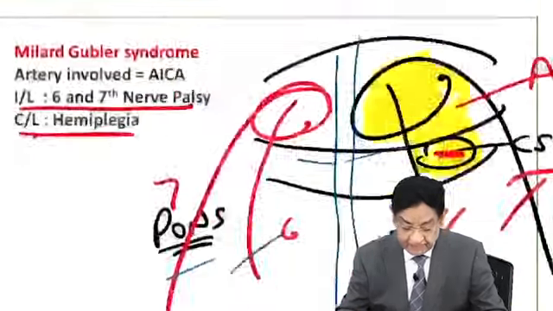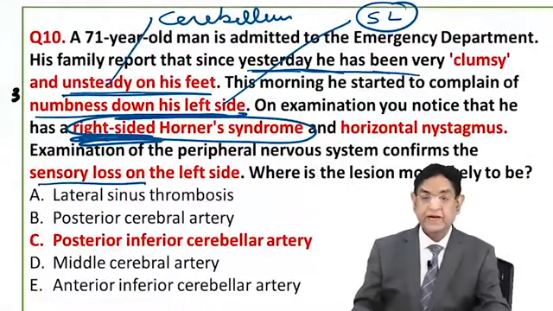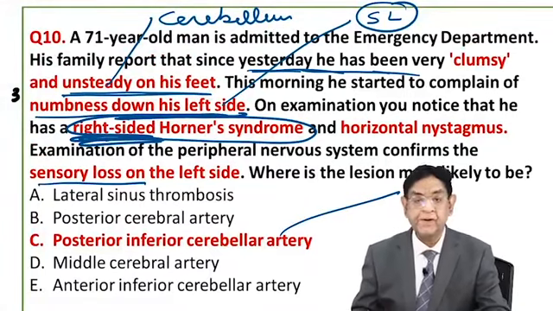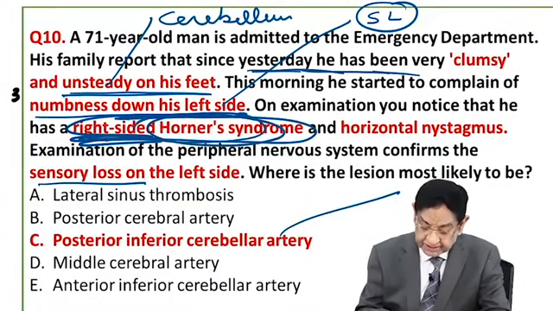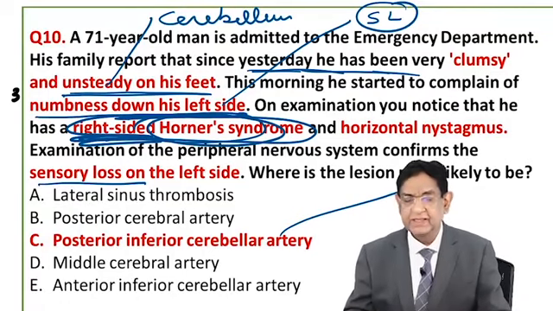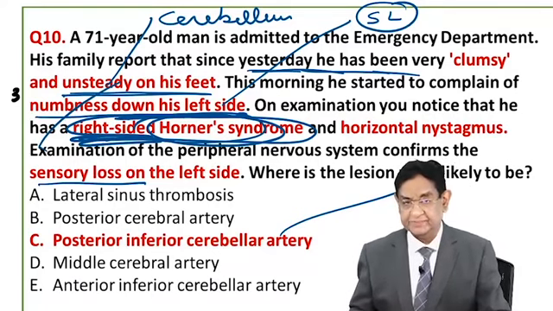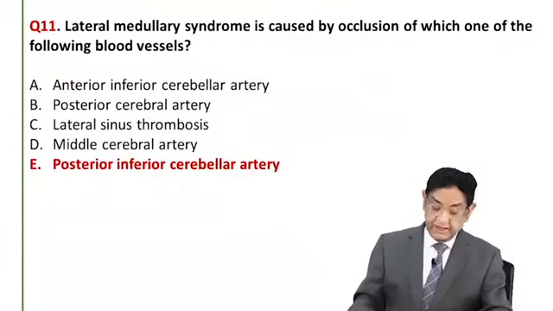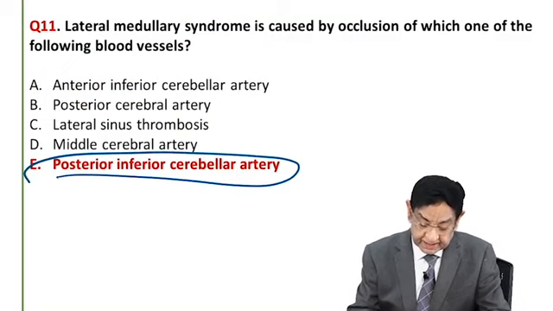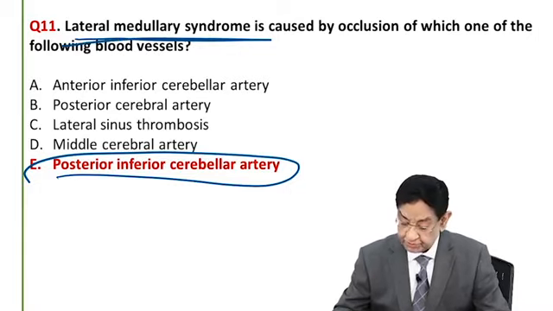With this background, now let's come to the question. What I told you: here the PICA is involved. Why? The keyword is Horner syndrome. This we don't get in any of the others. Straightaway you can jump, and of course contralateral sensory loss is there. That indicates we are dealing with PICA. Lateral medullary syndrome is caused by PICA. The basics are very clear, so no need to talk more on this.